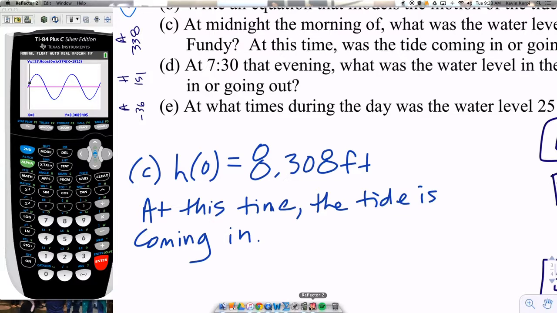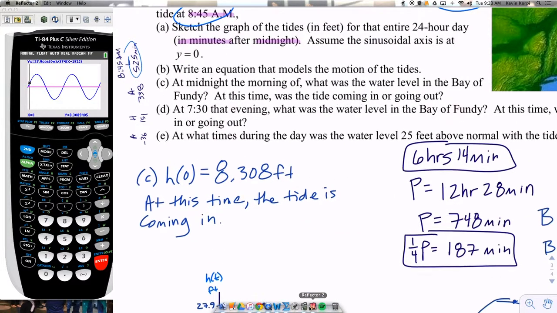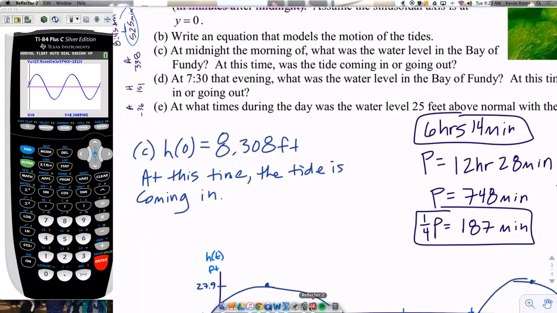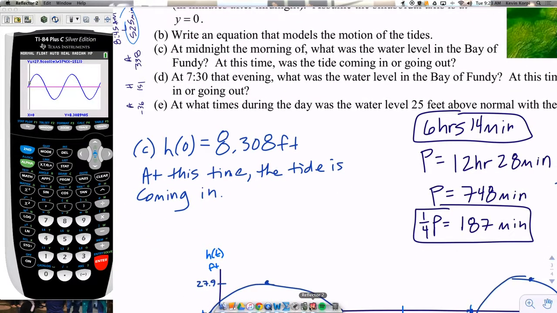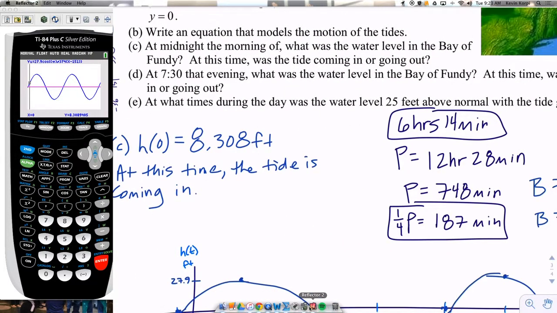Neap tide, right, neap tide. Now we're done with part C. Is there anything else? Nope, that was it. Part D, at 7:30 that evening, what was the water level in the Bay of Fundy? At this time, was the tide coming in or going out?